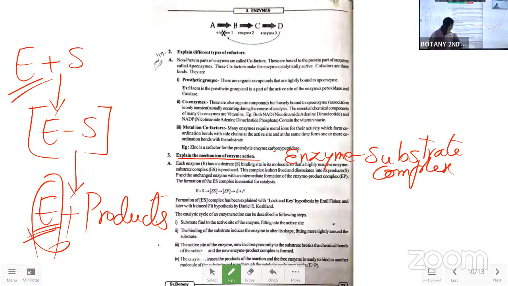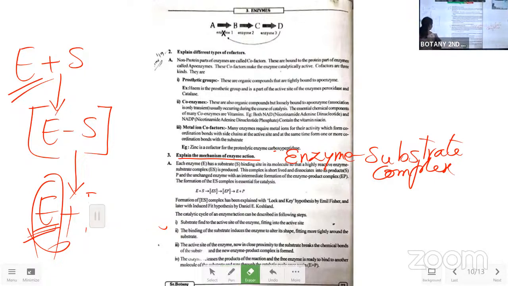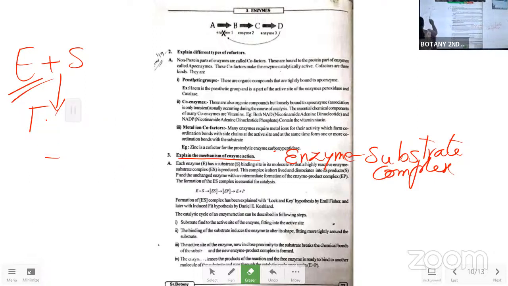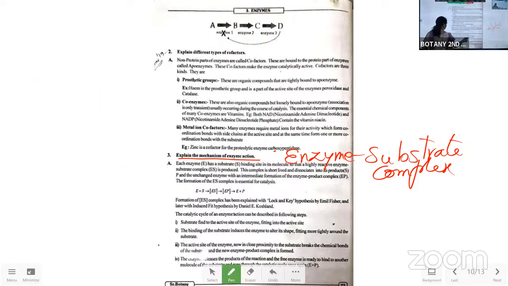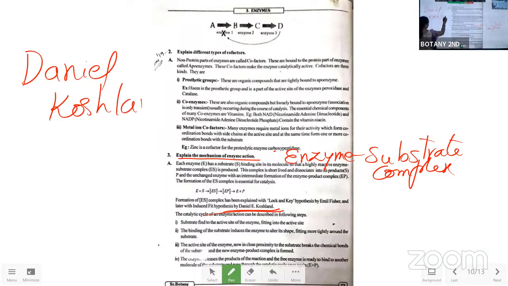So this was first given by Daniel Koshland. He has given the induced fit theory. Induced fit theory means a specific substrate can fix itself into the specific enzyme at the enzymatic groove, otherwise the substrate specific site. That is the induced fit theory and the lock and key theory.